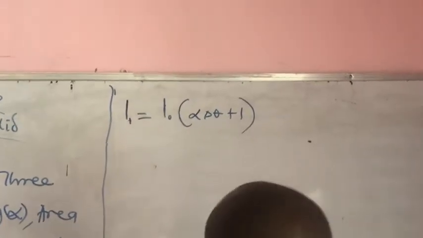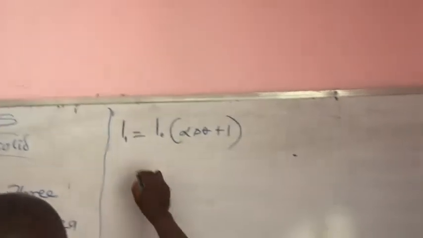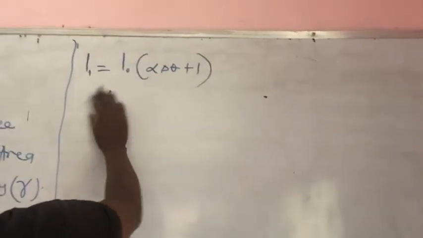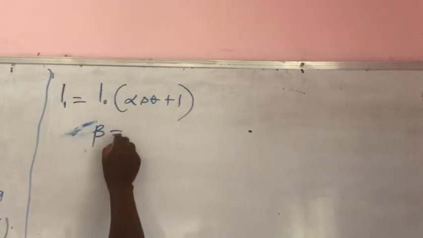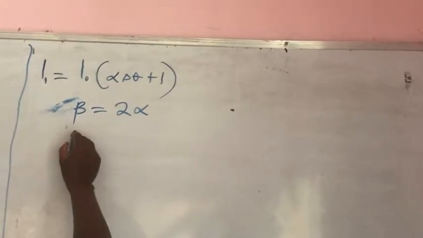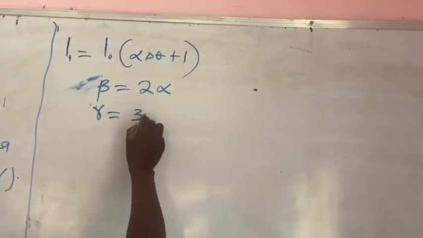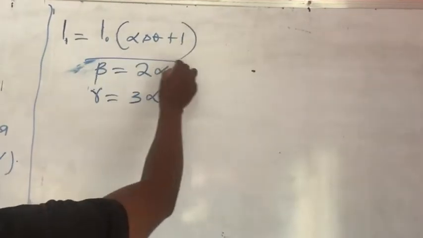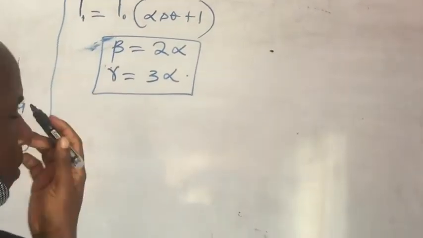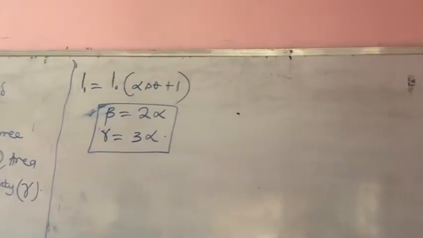But here we can also find, we have been told from simple experiment that beta is equal to 2 alpha, and that gamma is equal to 3 alpha. Please take note of this. Which means area expansivity is the same thing as 2 times linear expansivity. Volume expansivity is equal to 3 times linear expansivity.